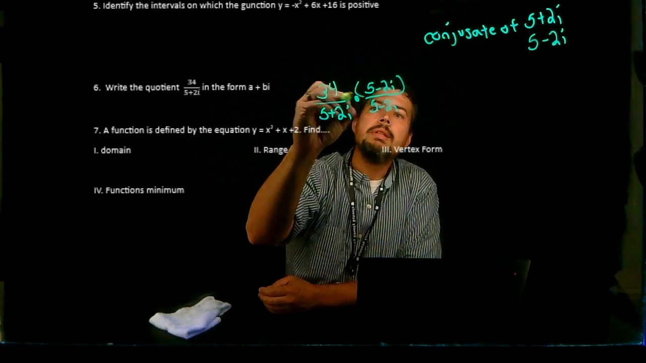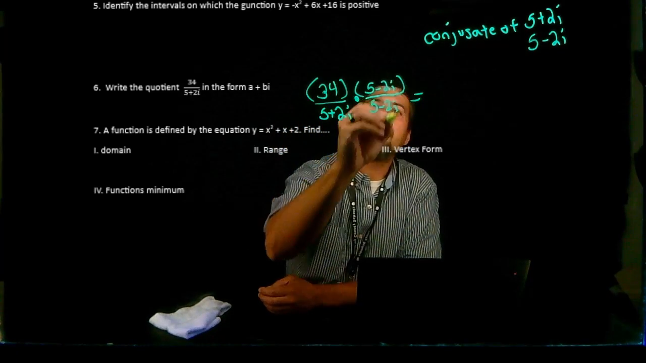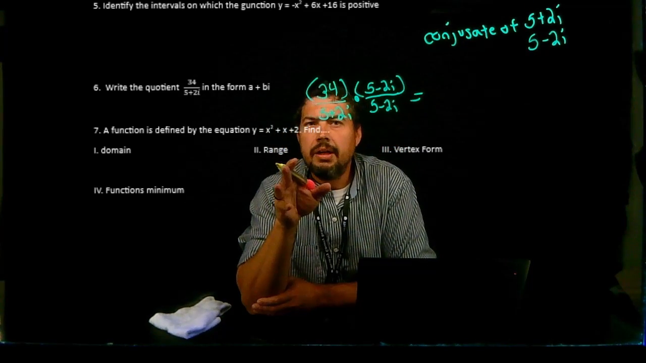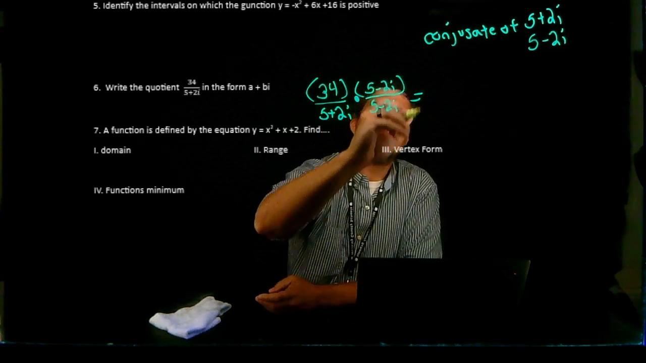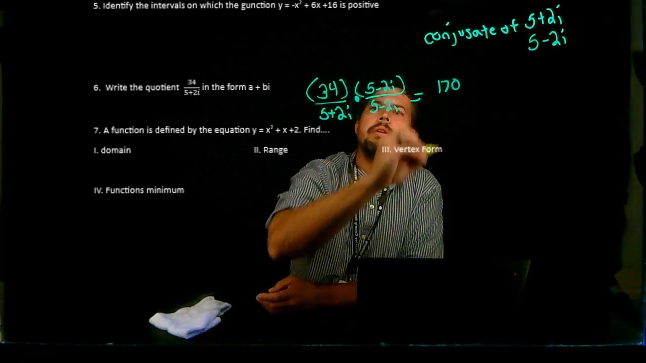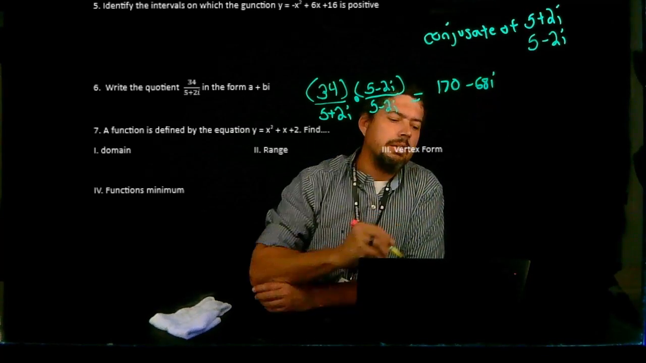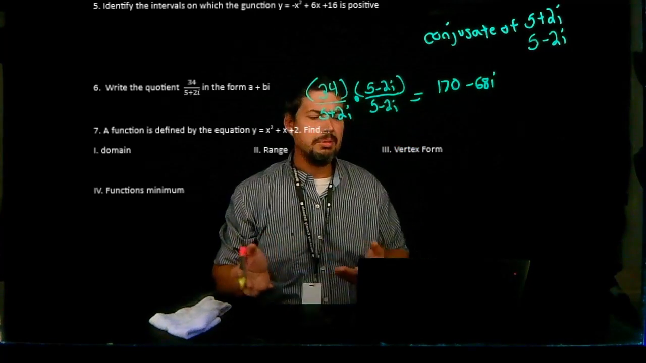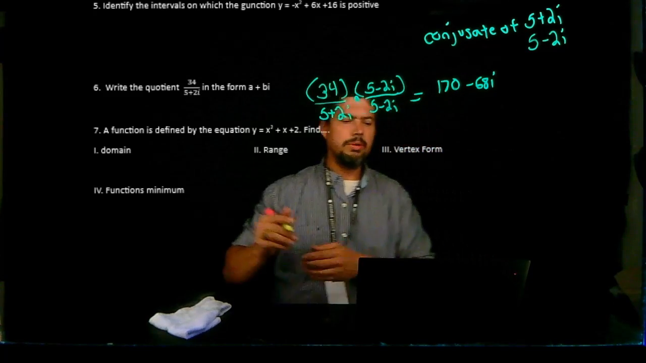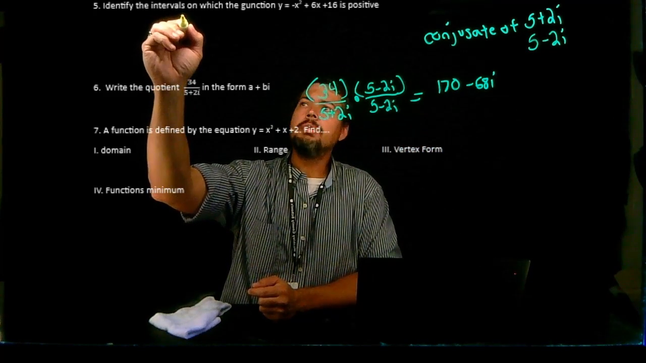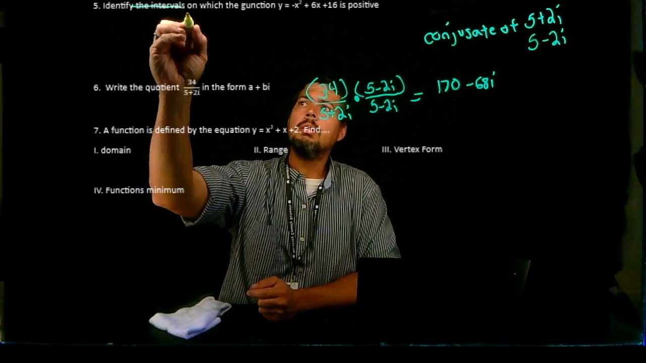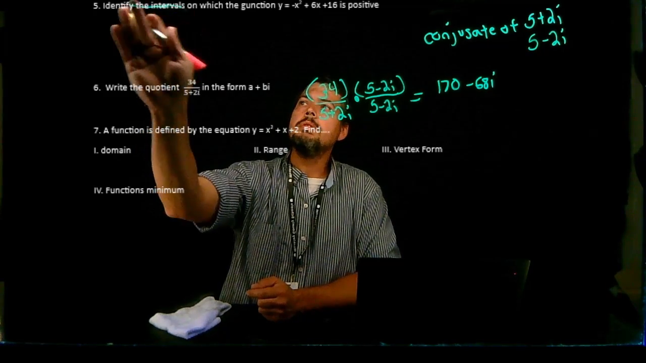And the top's easy. You don't need the box method for the top. 34 times 5 is 170. And 34 times negative 2i would be minus 68i. Now, if you want to do the box on the bottom, you can. Some kids do the box, some kids do FOIL. But it's really up to you. I'll do the box method for you. Yep, couldn't see that, now could you?